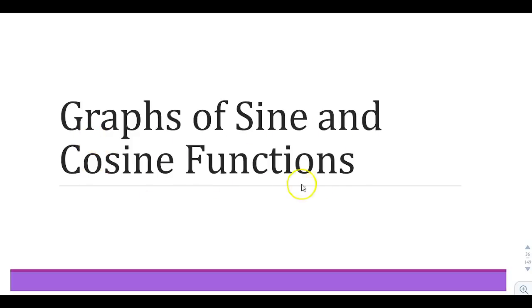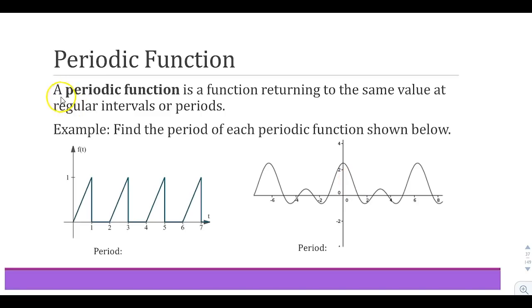Graphs of sine and cosine functions. First, we start by defining a periodic function. A periodic function is a function returning to the same value at regular intervals or periods. So in our first example, find the period of each periodic function shown below.